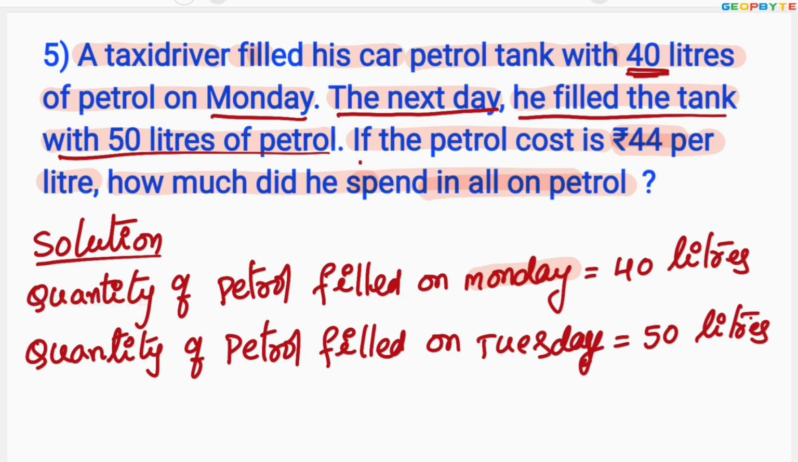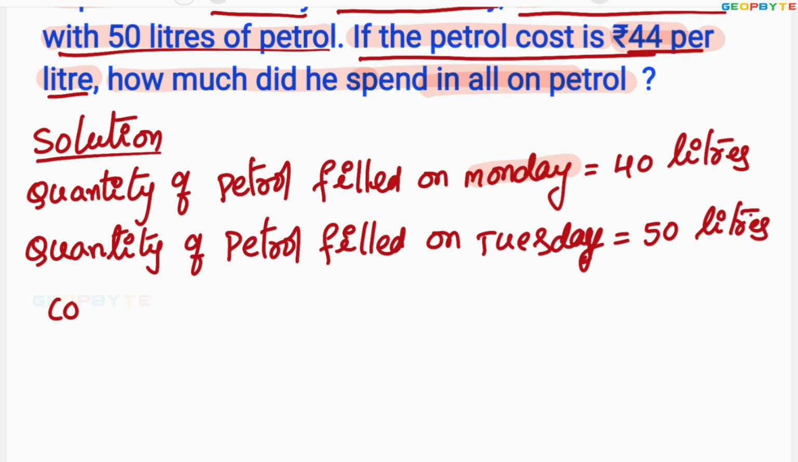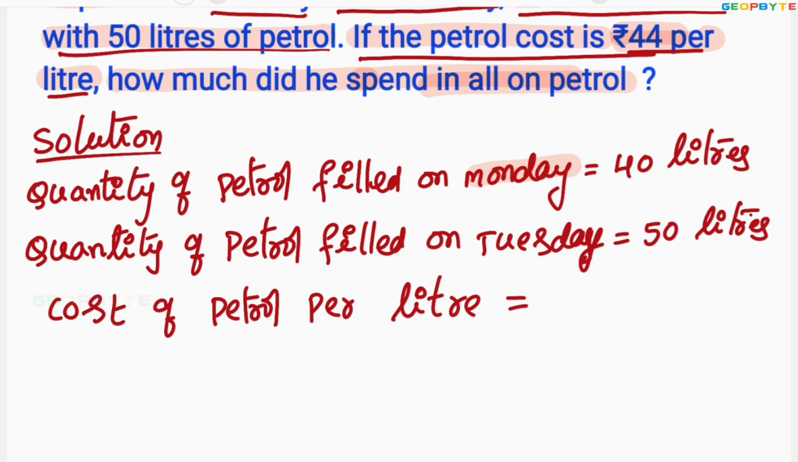Now, if the petrol cost is rupees 44 per liter, cost of petrol per liter is equal to rupees 44. You are asked to find what is the total money he spent. How much did he spend in all on petrol? What is the total money spent?